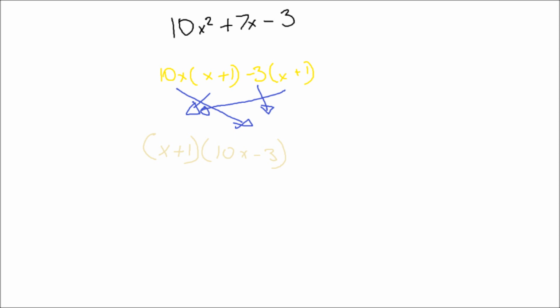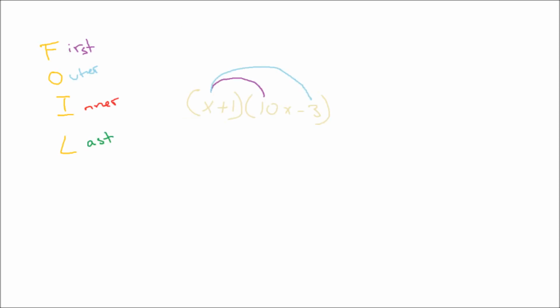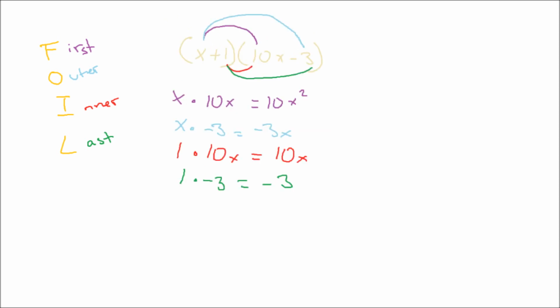But, in case you thought you did it wrong, here's how to double check it. You use FOIL. F-O-I-L. Or, first, outer, inner, last. You simply rewrite the equations as shown in FOIL, and then answer them. I've made it color-coded so it's easier to understand.